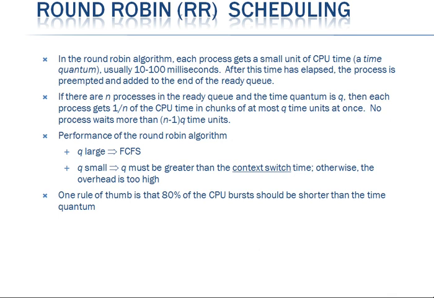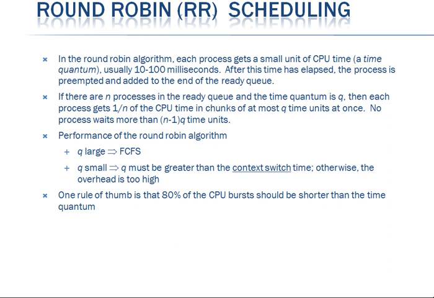Then each process gets 1/nth of the process time in chunks of at most q time units at once. That means if you have n processes and the time quantum you have taken is q, then each process will get at most 1/n CPU time in chunks of at most q time quantum. And no process waits more than (n-1)q time units.